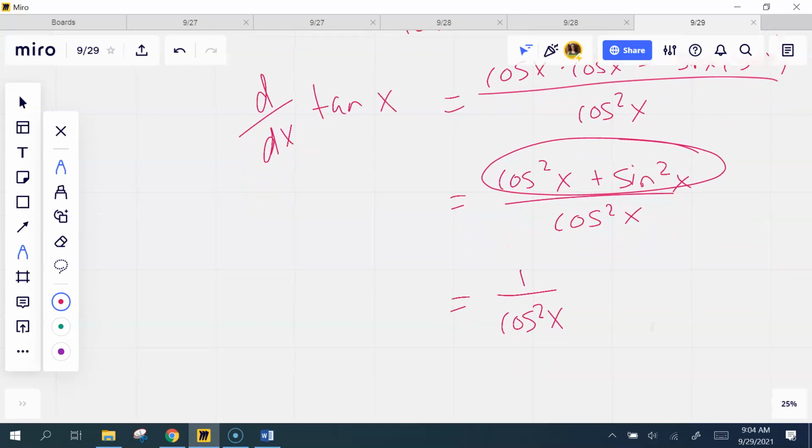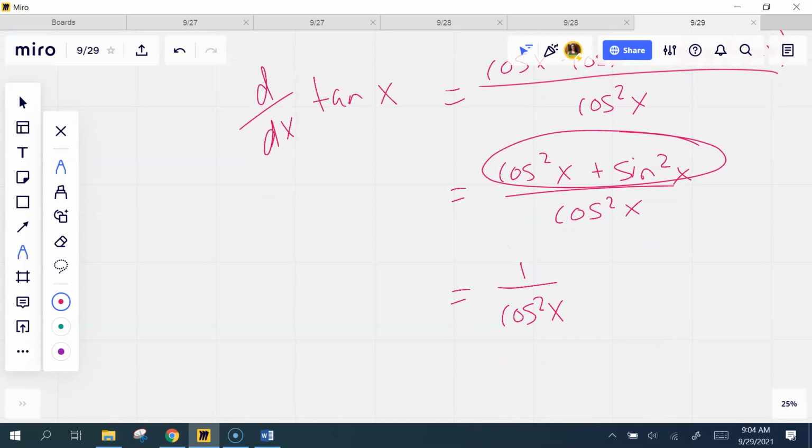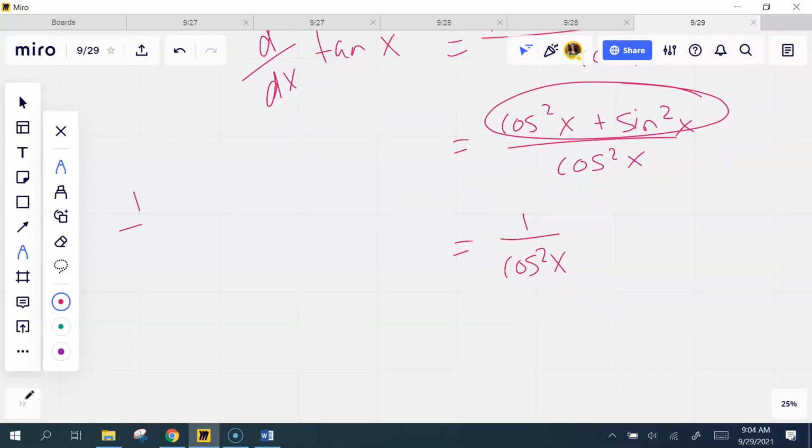Wait, that doesn't make sense. Like, that's not the same. That's still not the same. What's not the same about it? Well, 1 over cosine, do you agree, is the same thing as secant? Yeah. So this is secant squared x. So the derivative of tangent x is secant squared x.